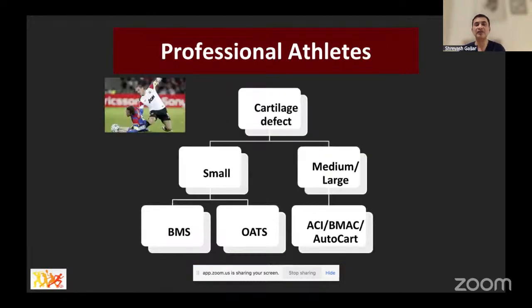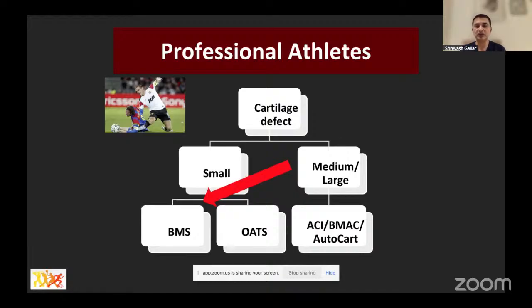However, a final word on the management of the active professional athletes, because they are a different breed compared to our sedentary weekend warriors. So if you see these patients within their career, you want to do less is more. So even for the medium-sized defects, you want to try and debride the lesion if required, maybe do a micro drilling and get them back to their activity.